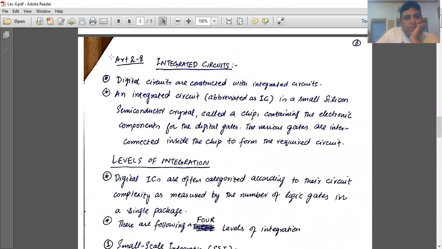Okay, then we go to Article 2.8. What are integrated circuits? Digital circuits are constructed with integrated circuits. What is an integrated circuit? Basically, a small IC chip of silicon semiconductor crystal, and it has electronic gates or components inside the chip. So gates are interconnected inside the chip to form the required circuit. You probably have used AND gates or other gates in your lab, and you might have seen a chip with 16 pins having four gates inside the chip. That is an example of an integrated circuit.